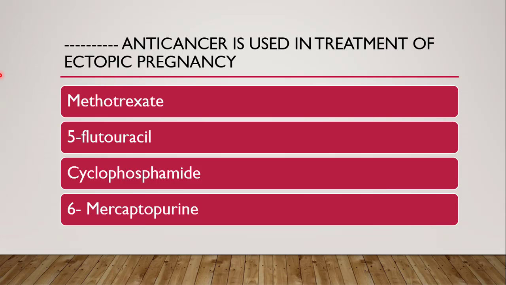Next question is, which anticancer is used in treatment of ectopic pregnancy? Now ectopic pregnancy, as you all know, is a false pregnancy which is extrauterine pregnancy. So in treatment of ectopic pregnancy, which of these anticancers can be used? Whether it is methotrexate, 5-fluorouracil, it is fluoro, not T, it is R, 5-fluorouracil, cyclophosphamide, or 6-mercaptopurine. The correct answer is methotrexate, which is used in treatment of ectopic pregnancy, and it can also be used to terminate the pregnancy in complications.